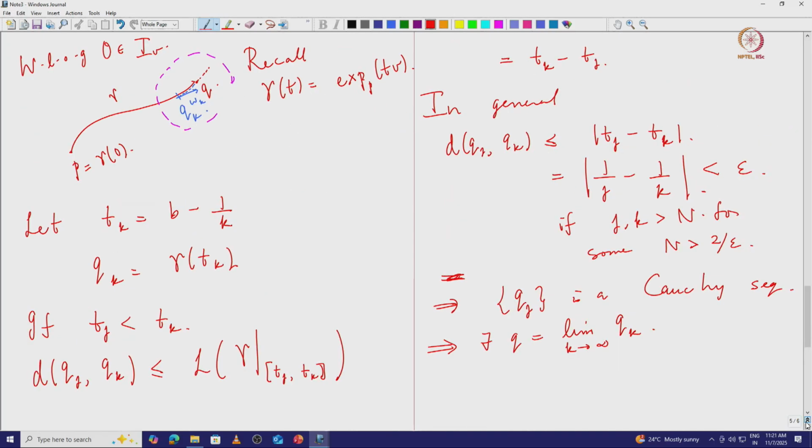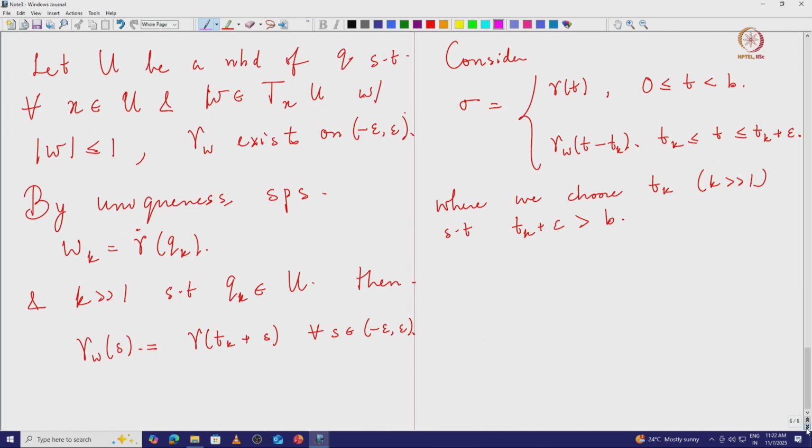So the idea is the following: in this pink neighborhood you already have a geodesic with this initial velocity vector, but which lasts for at least a time epsilon. Now if you choose qk close enough to q, then this new geodesic that lasts for a time at least epsilon will take you beyond the time t equals b. That would give you an extension of your geodesic, contradicting the fact that b was the maximal time. So then clearly sigma is a geodesic.